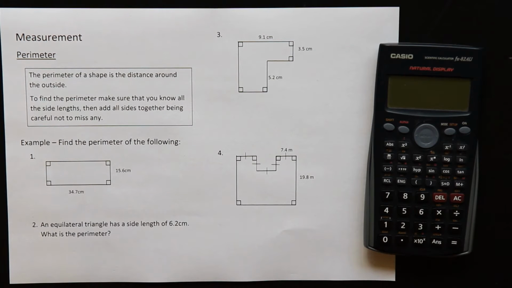Today we're starting a new topic on measurement, and the first thing we're going to look at is perimeter. Now, perimeter is the distance around the outside of a shape. So that's written here for you in the box. If you want to find the perimeter, make sure that you know all of the side lengths and then add all the sides together, being careful not to miss any. Okay, so that's what we're going to do.